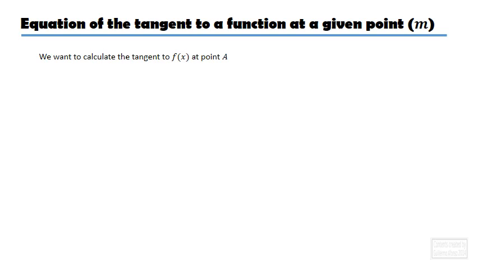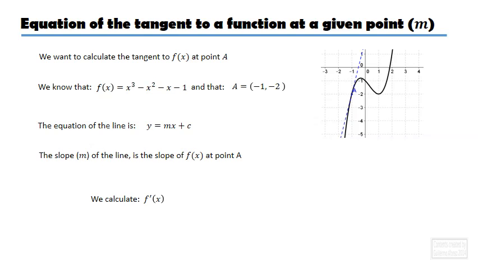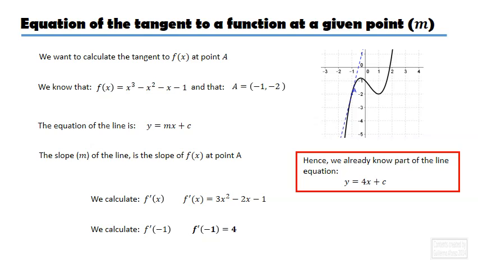So f of x at a point A. Let's calculate the tangent line. We know that this is the function, and that this is the point A. How do I calculate the tangent line? Well, it's going to have this form, and the m is going to be the slope. So I calculate f prime of x. Here it is. I substitute the f prime of -1. So in here, I put -1, and I end up that f prime is equal to 4. So simply, m is equal to 4. Very easy, not that complicated.